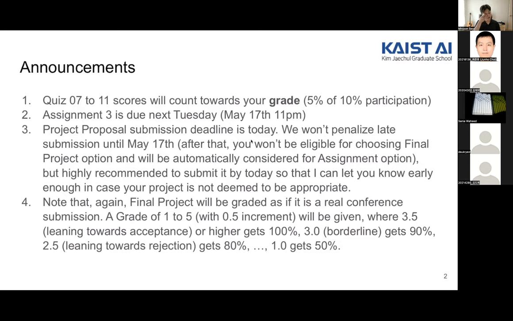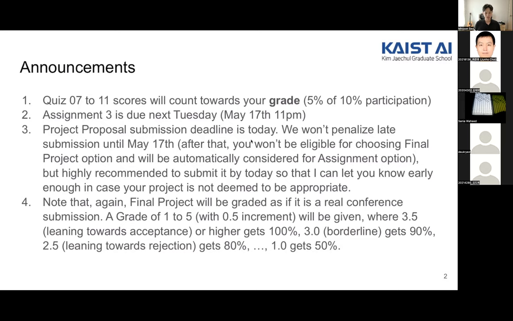Maybe I said that 4.0 or above is 100%, but I thought maybe that's too harsh. So I'm changing it to 3.5 or above. If you get 3.5 at NLP conferences, it's usually still borderline, but kind of leaning towards acceptance. Many papers get accepted, but also some papers get rejected. 3.0 is usually quite hard, kind of borderline, but 3.0 will get 90%. And every time you get 0.5 lower, you will get 10% lower in your final project grade, down to 50%, which is 1.0. So if you submit something that's at least a paper, then you will get at least 50%.